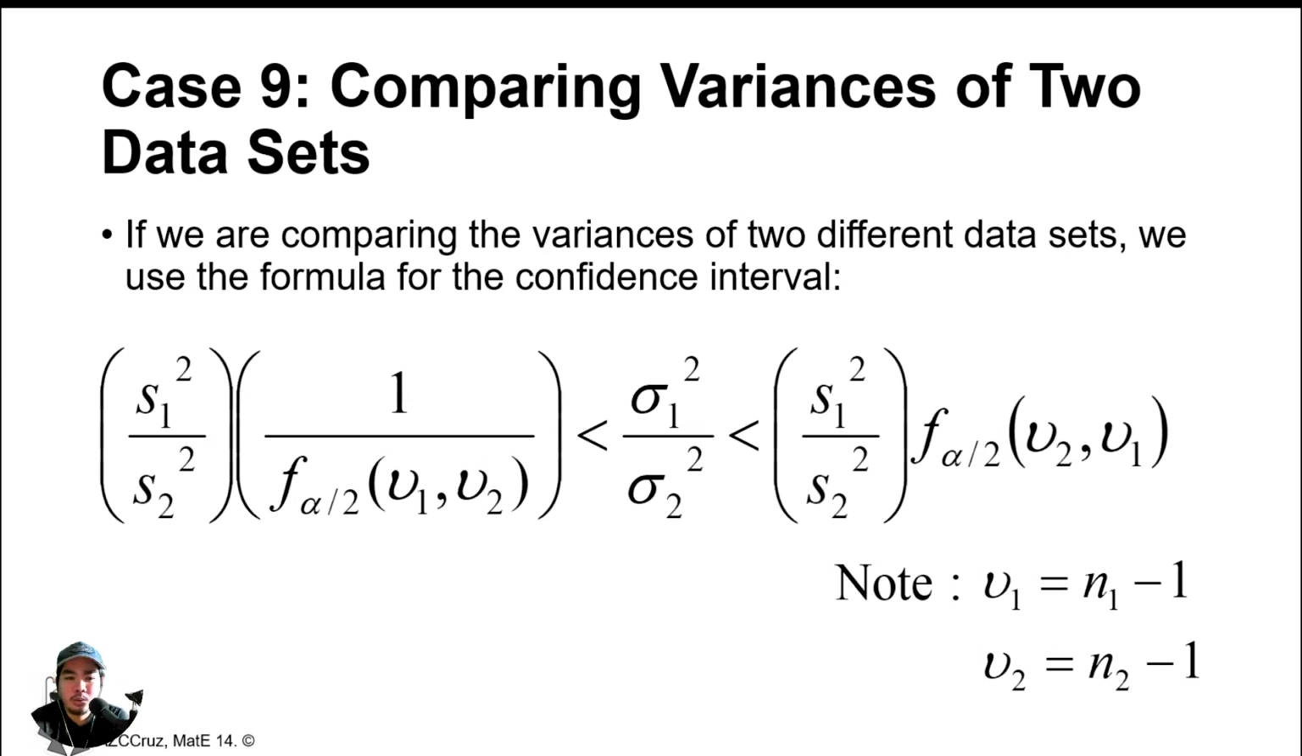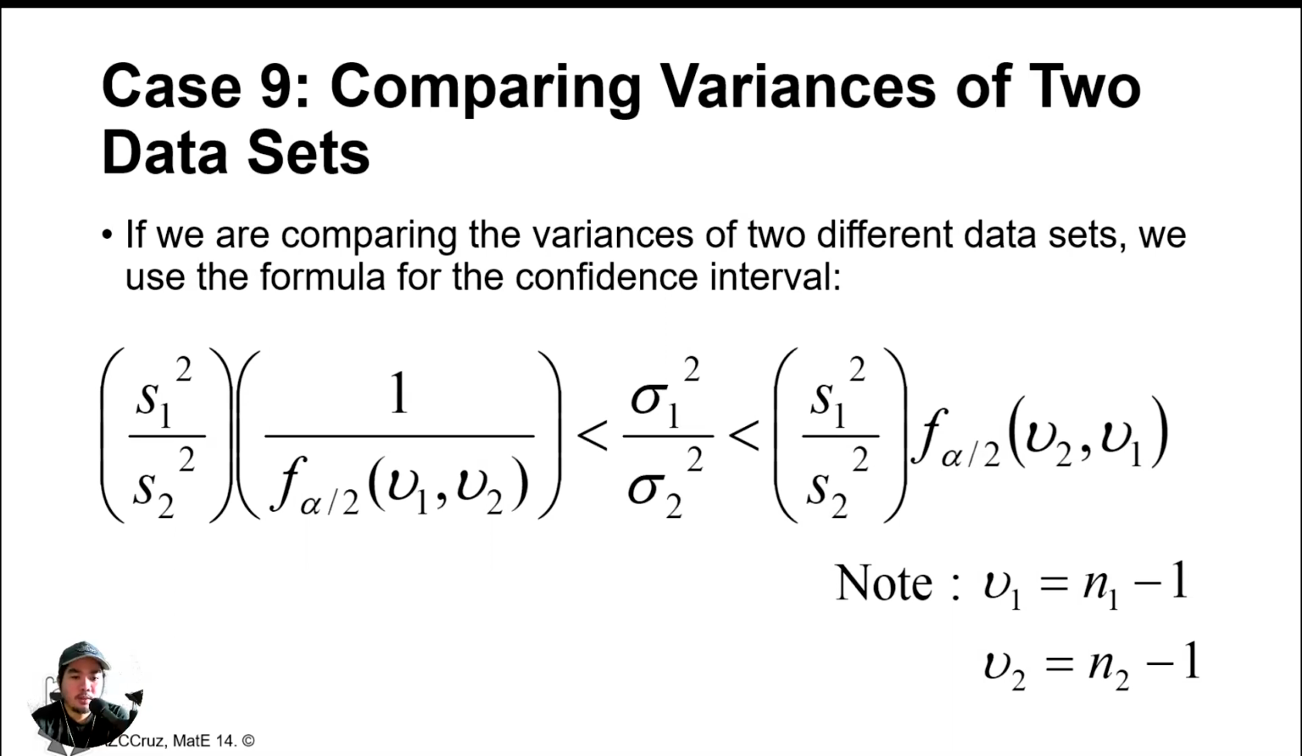No? So, yung lower limit natin is equal to variance ng dataset 1 over variance ng dataset 2 multiplied by the left tail. Tapos yung upper limit natin is equal to variance ng dataset 1 over dataset 2 multiplied by the right tail.